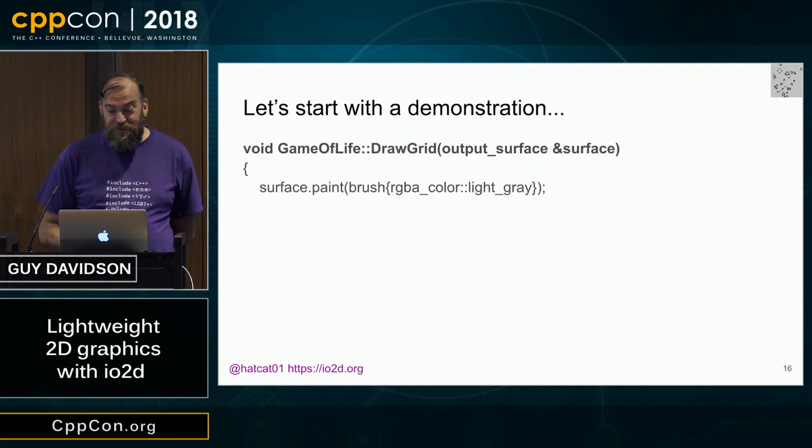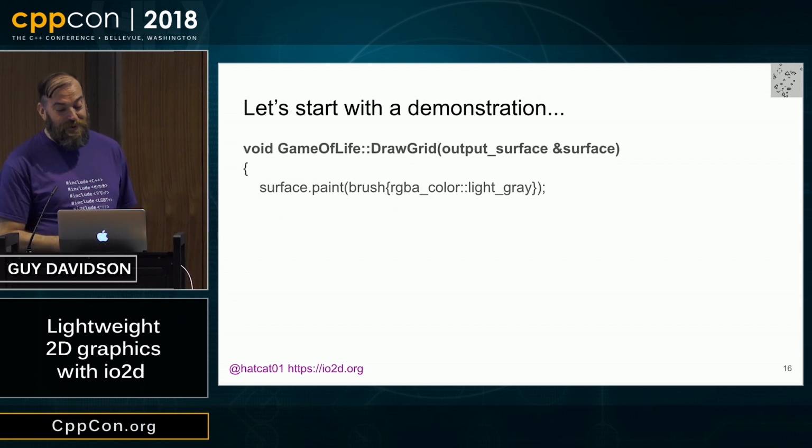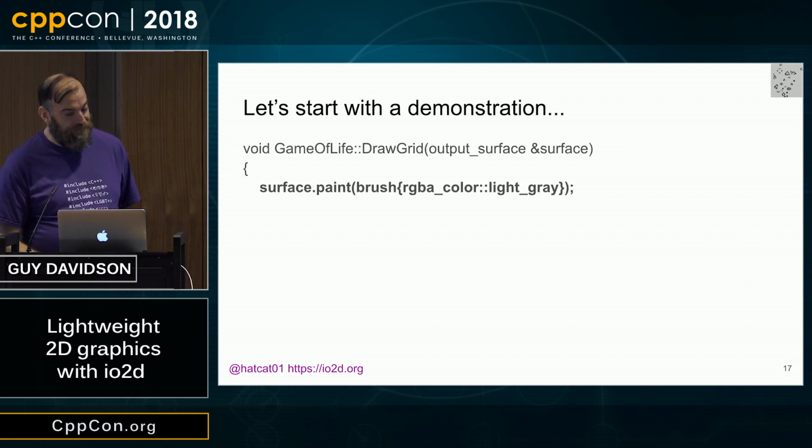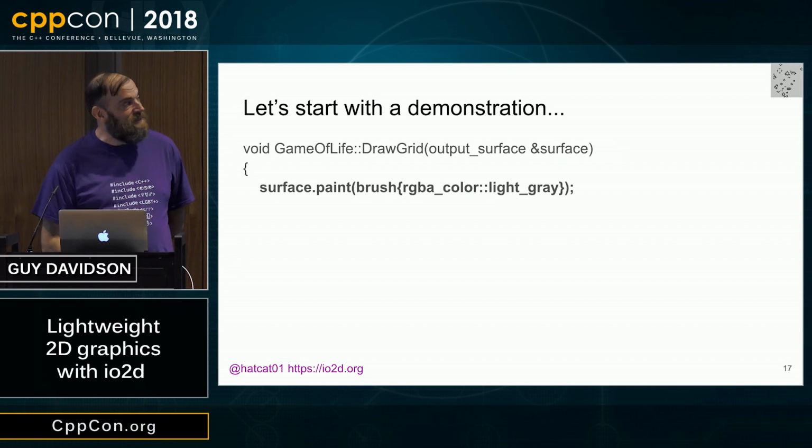So drawing the grid divides into three parts. We erase the last frame by drawing the background, drawing the vertical dotted lines, and drawing the horizontal dotted lines. Drawing the background is easy. We paint it light grey.